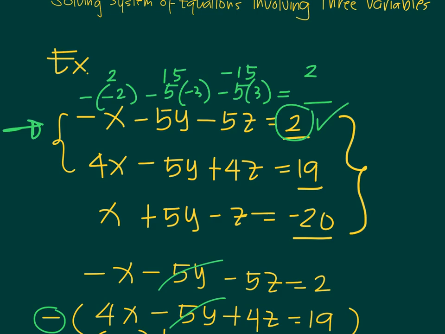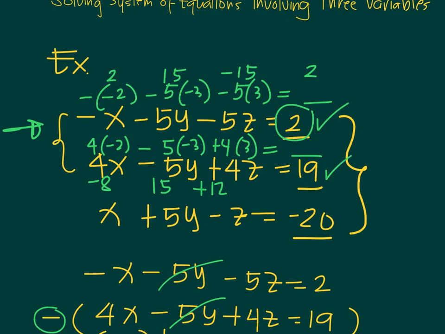Then you do the same for the second equation. You have 4 times negative 2 and then minus 5 times negative 3 plus 4 times positive 3, and you check if the outcome will be 19. This is negative 8, and then 15, from minus 5 times negative 3, and then the 12. Negative 8 plus 15 is 7, plus 12 is 19, so it's also correct.